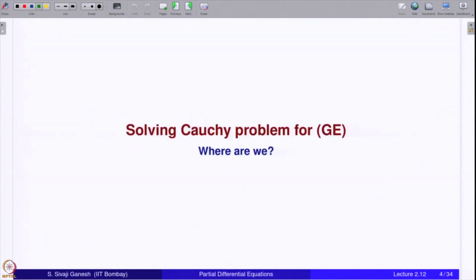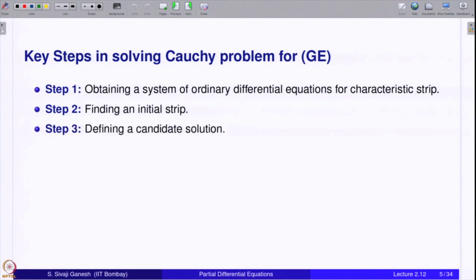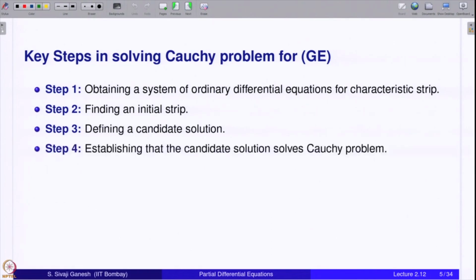Now, in the solution of the Cauchy problem for general nonlinear equations, where are we? Let us recall the key steps involved in the solution of the Cauchy problem that we proposed for general nonlinear equations. Step 1 is obtaining a system of ordinary differential equations for the characteristic strip, which we have done. Step 2 is finding an initial strip, which we are going to do today, and step 3, defining a candidate solution and establishing that the candidate solution is indeed a solution to the Cauchy problem, will be taken up in the next lecture. So, step 1 was successfully implemented so far.